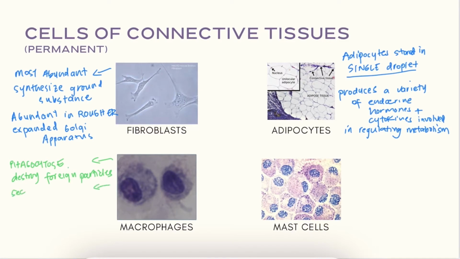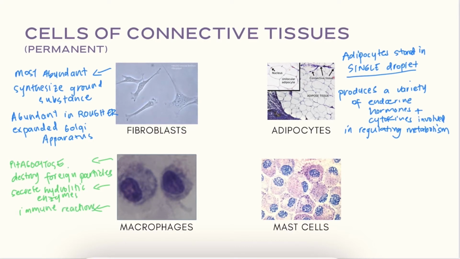Macrophages are also key players in immune reactions. They can initiate immune responses by presenting antigens to lymphocytes and by secreting cytokines, which are the signaling molecules that are important for immune system activities.